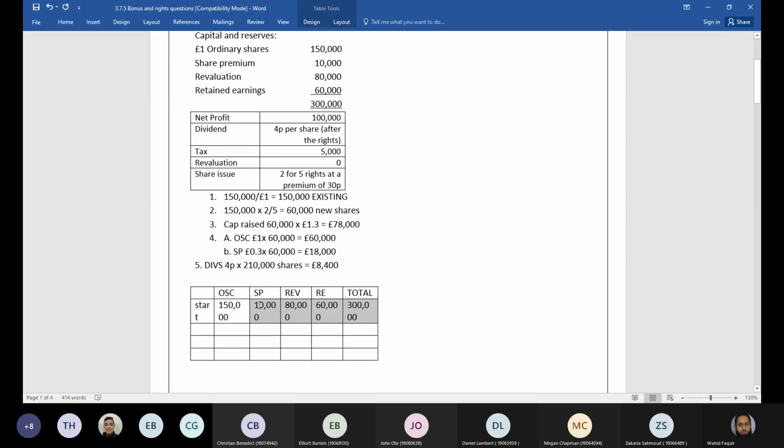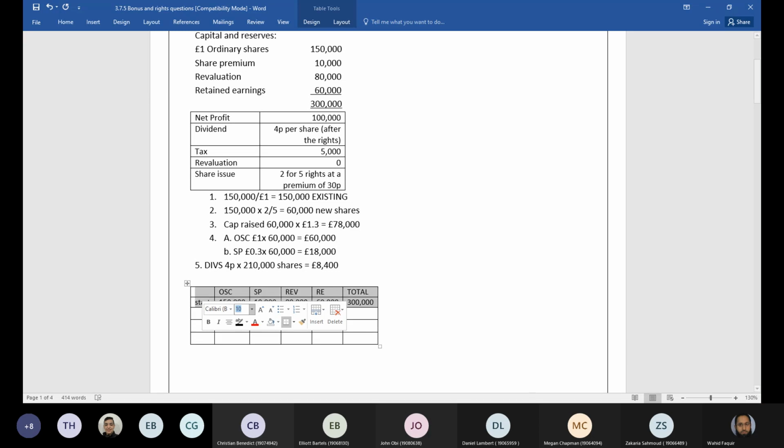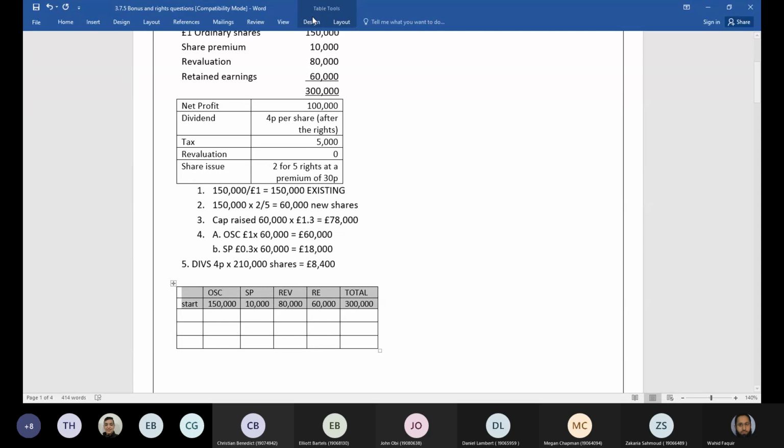Okay, because I've got some weird formatting on this, I'm going to have to just make the font size smaller and maybe zoom in a little bit. Right, that's the starting position. No issues there, unless I've taken the wrong figure. Make sure the figures agree. Make sure they add up to 300,000.